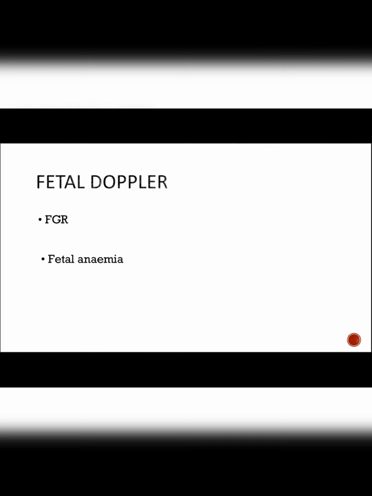So we assess the flow in various of these arteries. If there is any abnormality in the blood flow, obviously the resistance will increase and the blood flow will be hampered. So we get to know at what level in the umbilical artery the blood flow is hampered, and through that we get to know about the cause. So fetal Doppler is used for fetal growth restriction and diagnosis of fetal anemia, to know the exact cause of fetal growth restriction and fetal anemia.